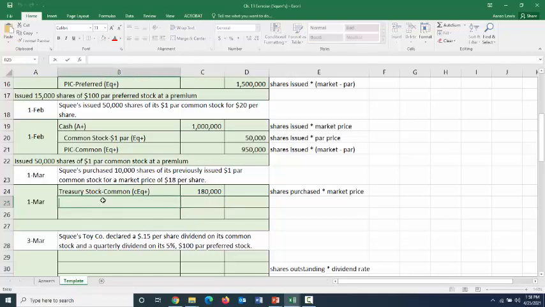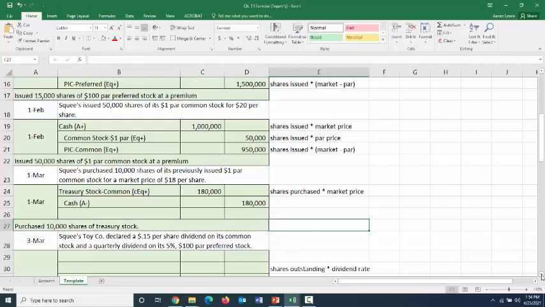And what are we giving the people to buy this back? We're going to give them cash. So our credit to cash has to be for that same amount, that same $180,000. And here we can say that we purchased 10,000 shares of treasury stock.